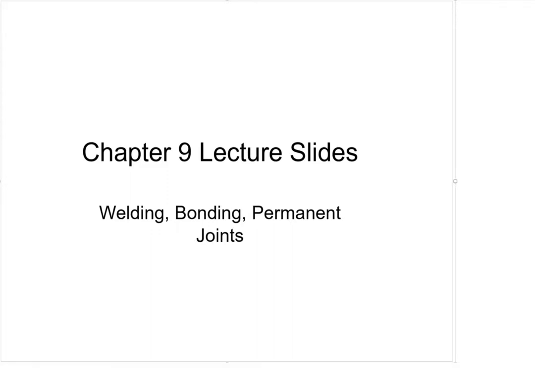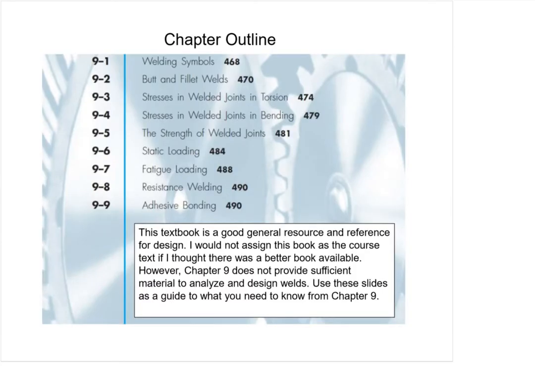Okay, let's take a swing at Chapter 9. This is going to be one of the shorter chapters here, and we've got welding, bonding, and permanent joints. One of the things I'd like to remark about this chapter, we're going to look through all of it here to some degree. So we're going to be looking through all of this, but it's not the most complete chapter. So it's a good general resource.